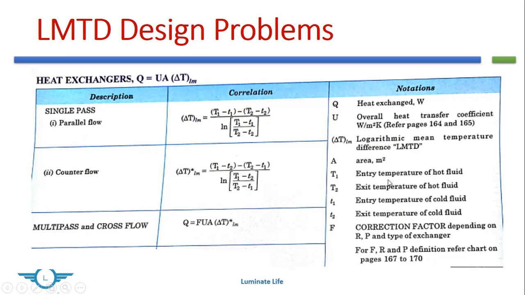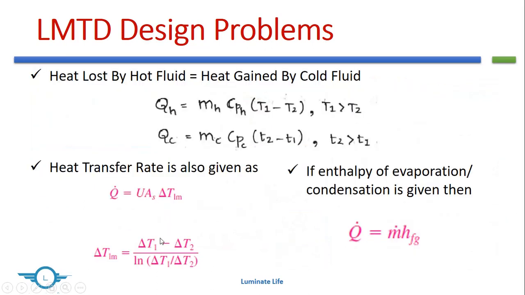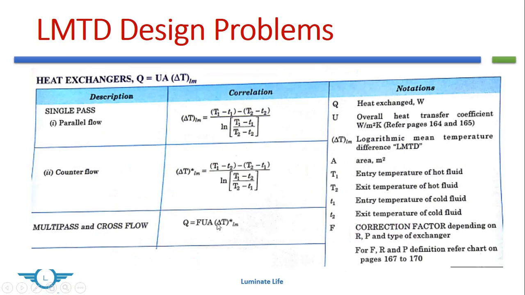You can check these notations, or you can just memorize or understand this particular equation for LMTD, which is nothing but (delta T1 minus delta T2) by ln(delta T1 by delta T2). By drawing your temperature profile diagram for a parallel flow and counter flow, you will be able to estimate delta Tm. So we will be discussing all these things with certain example problems.